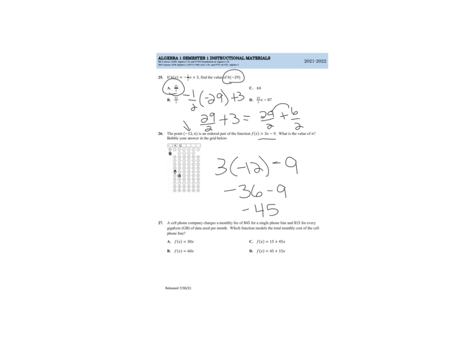A cell phone company charges me $45 for a line and $15 for every gigabyte. So $45 plus 15 per gigabyte. So that's right here. That was done. Next page.